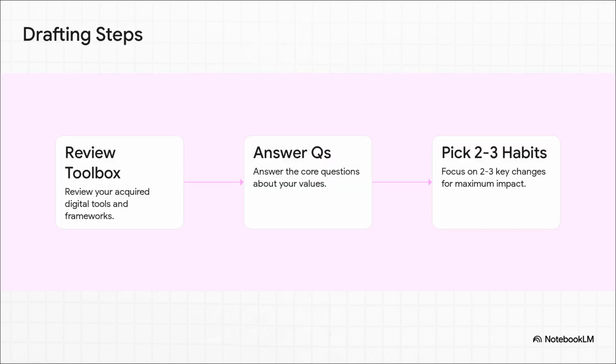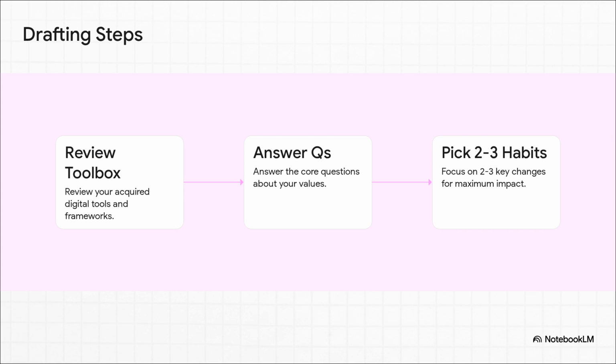All right, so once you've tackled those questions, the source material gives us a crystal clear game plan. Step 1, review your toolbox. Step 2, answer the core questions. But Step 3 is the secret ingredient. Focus on just 2 to 3 key changes for maximum impact.